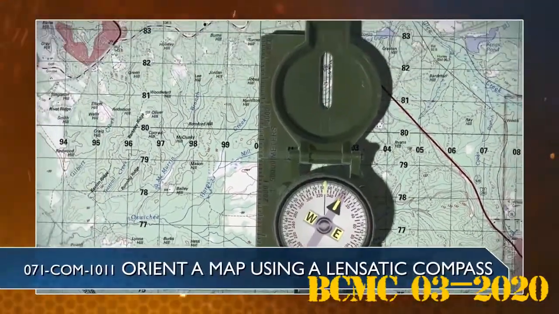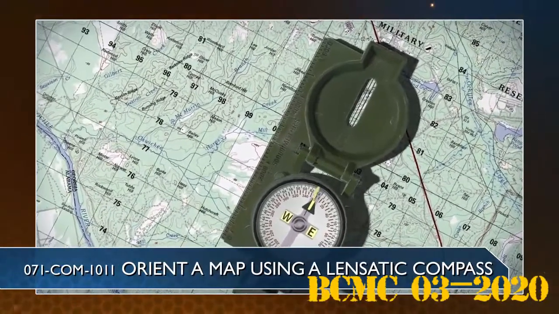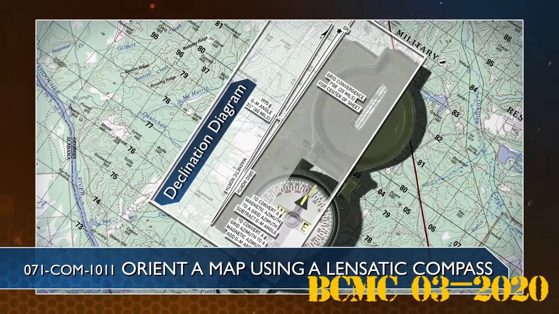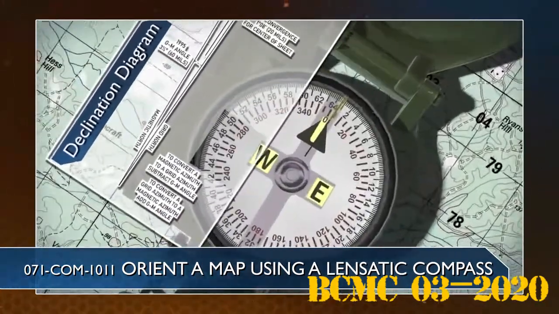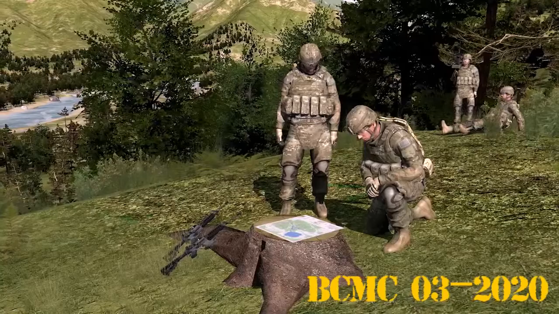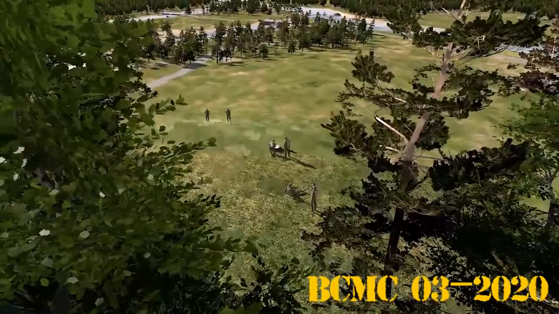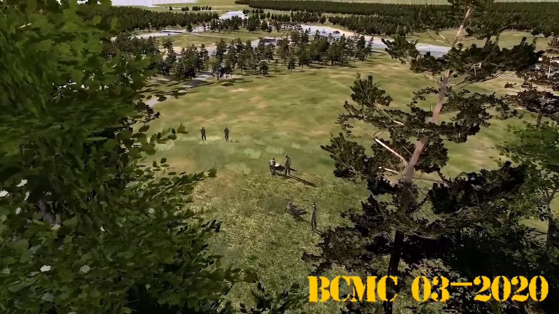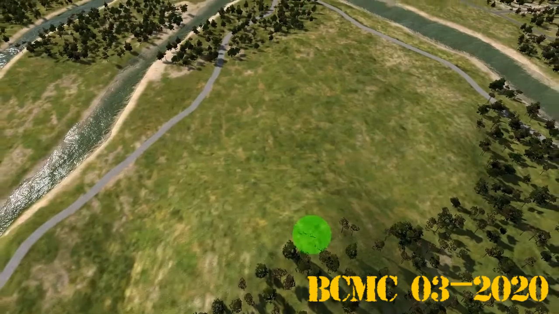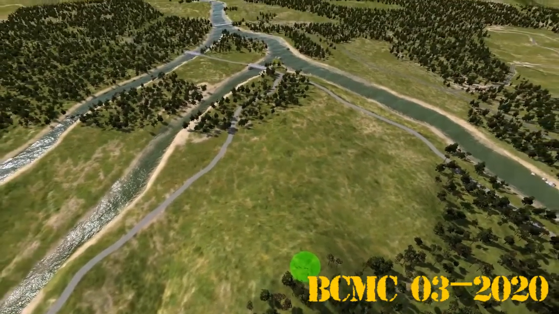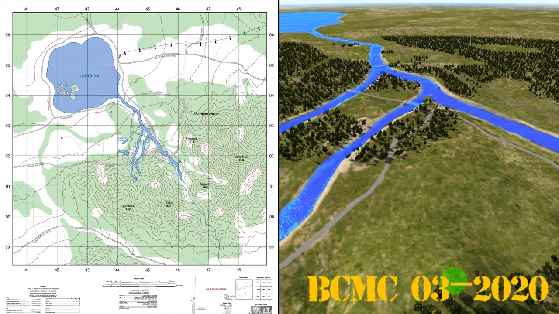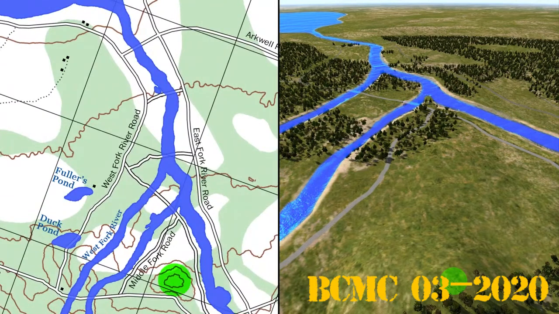To orient your map using a compass, align the magnetic arrow, which always points north, to the declination diagram on the map. For a complete explanation of this procedure, refer to task Orient a Map using a Lensatic compass. In cases where a compass is not available or when you must make quick references as you move across country, you will need to orient your map using terrain association. Identify the type of terrain on which you are located, as well as the terrain features that surround your location. Correlate the terrain features on the ground to those shown on the map to determine your location.